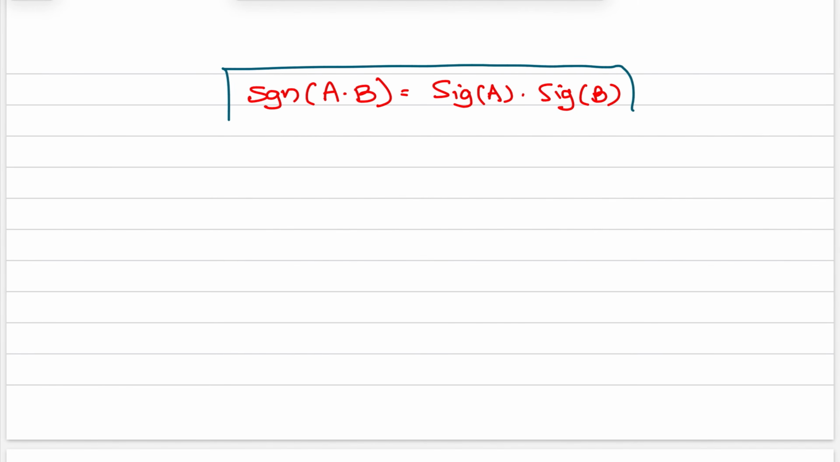Now, there are two properties of signum function. Please try to understand them. Signum A into B is equal to signum A into signum B. This is one property. This is a signum function property. And sorry, here we should not write SIG. It should be SGN. I am making that mistake.